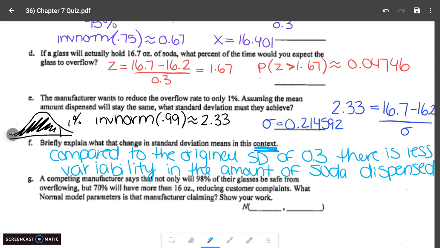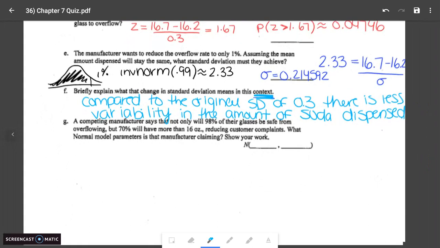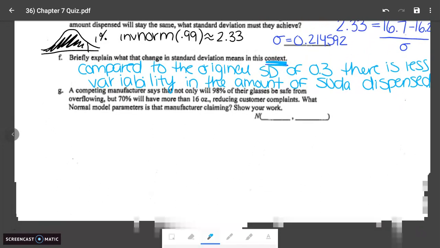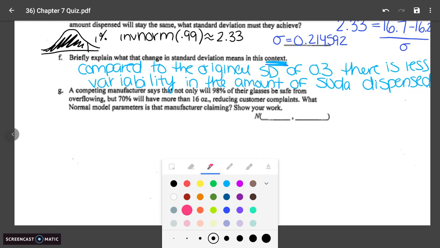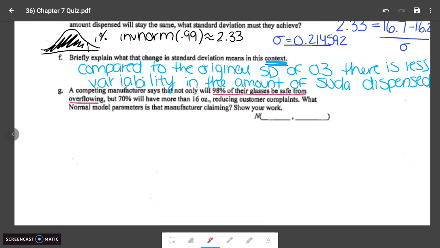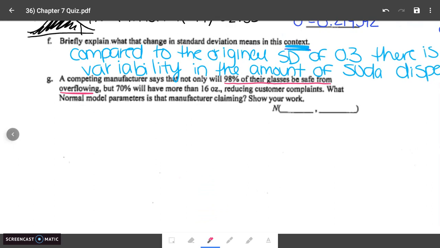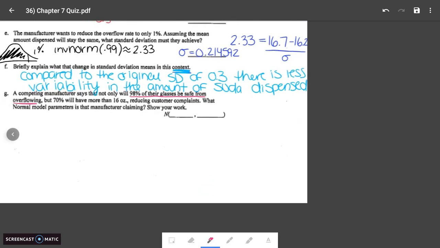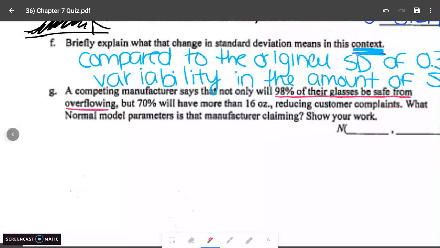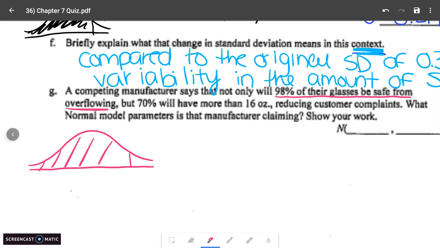Now, G is a little bit different. So in this case, we have two big parts that we really got to look at. The first one is that we want 98% of their glasses to be safe from overflowing. So let's picture what that is. 98% will be safe from the overflow. Okay, so we have 98% of our data made up here to the left.